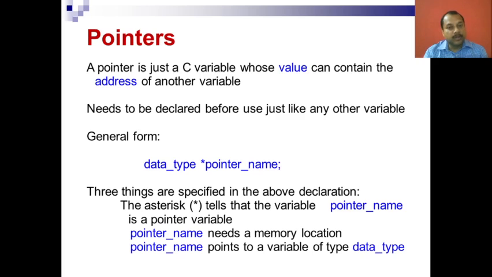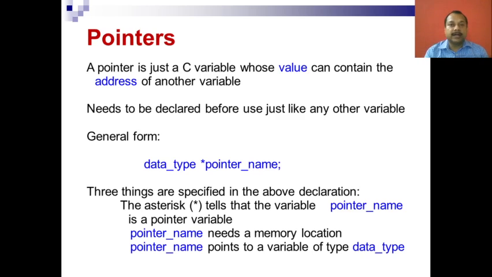Pointer name needs a memory location similar to any other data type variable declaration. Pointer name points to a variable of type data type. That is important. You see, as I mentioned, if you assume, and it is fact, that pointer name is a variable which will store the address of a variable, now that address, irrespective of which variable that particular address is reserved for and what their data type is, is always unsigned int.